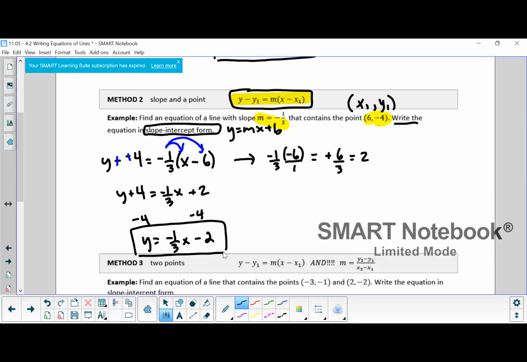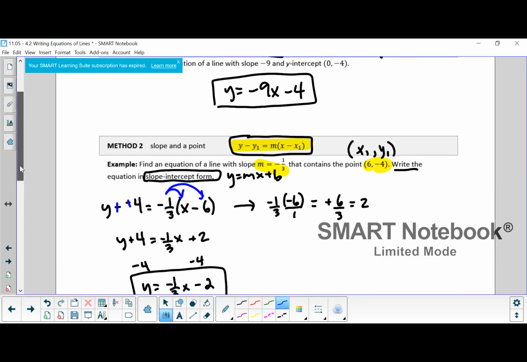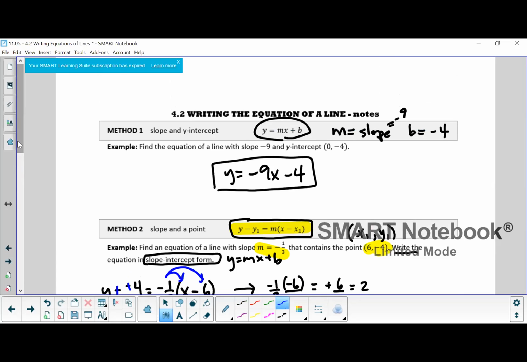So this second method again is for when you're given the slope and a random point. The first method was when you were given the slope and a very specific point, which was the y-intercept. So let's make a note about that. For method 1, this is what you were given. You had slope, y-intercept. The second one, you had slope and just some point.